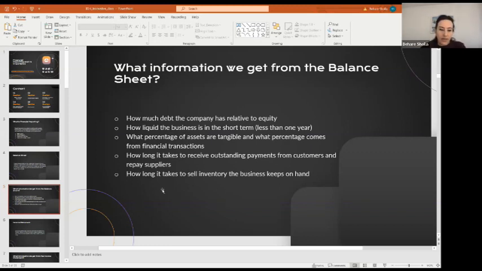And lastly, from the balance sheet, we can understand how long it takes to sell the inventory the business keeps on hand. This can be measured by what is called inventory turnover, which measures the time until the inventory becomes liquid assets or money in the short term.